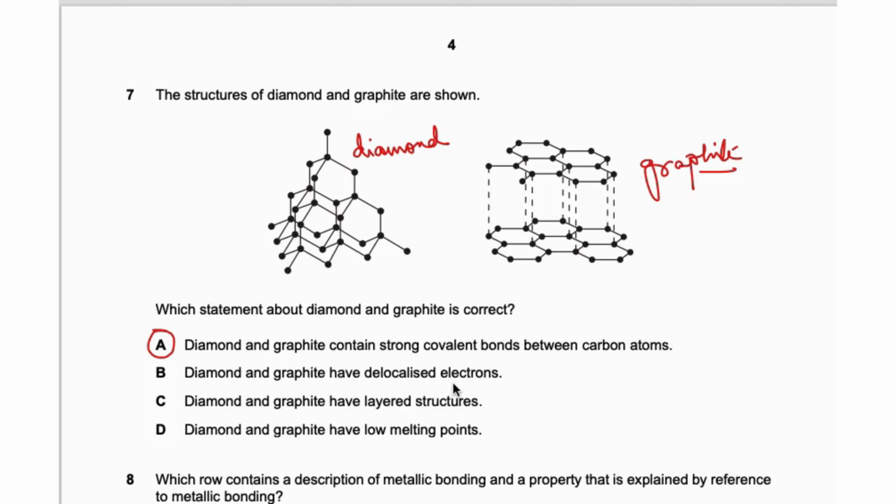Graphite has, but diamond doesn't have. So it is wrong. Diamond and graphite have layered structure. Graphite has layered structure. Diamond does not have. So it is wrong. Diamond and graphite have low melting points. Both of them have high melting points. So it is also wrong.